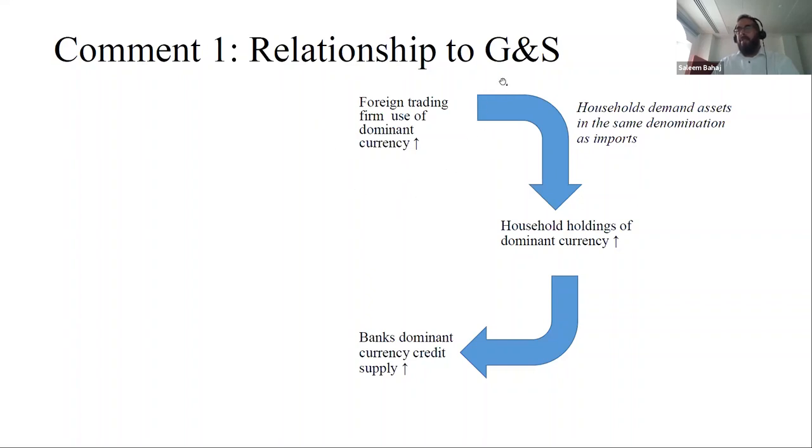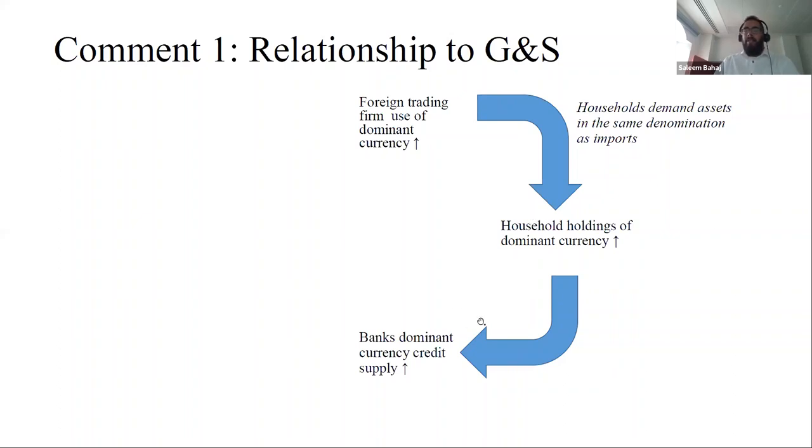foreign trading firms increase the use of their foreign currency, and because households are consuming foreign inputs, they then demand holdings in that particular currency. For the purposes of liquidity risk, they want to make sure that their holdings match the currency of the consumption goods they're paying for, basically.